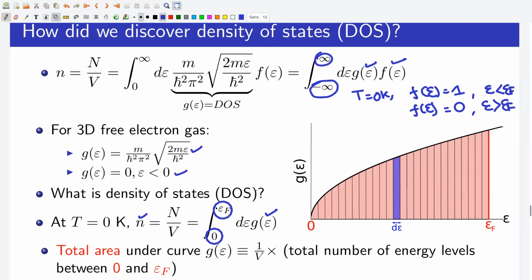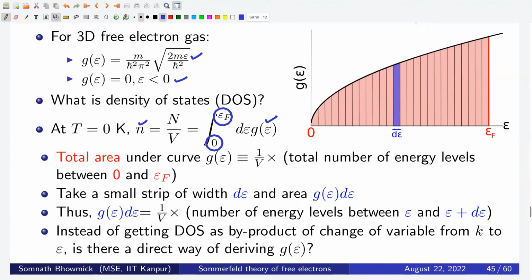Integral is the total area under the curve. As shown in the diagram, the total area under the curve shaded in red is equal to the number of energy levels between 0 and EF. If we take a small strip of width dE, the area of the strip is G of E dE, as shown by the blue shaded region in the figure. Since the total area under the density of states curve represents the total number of energy levels, the small strip also should represent some small number of energy levels. Thus, G of E dE is equal to the number of energy levels between E and E plus dE.